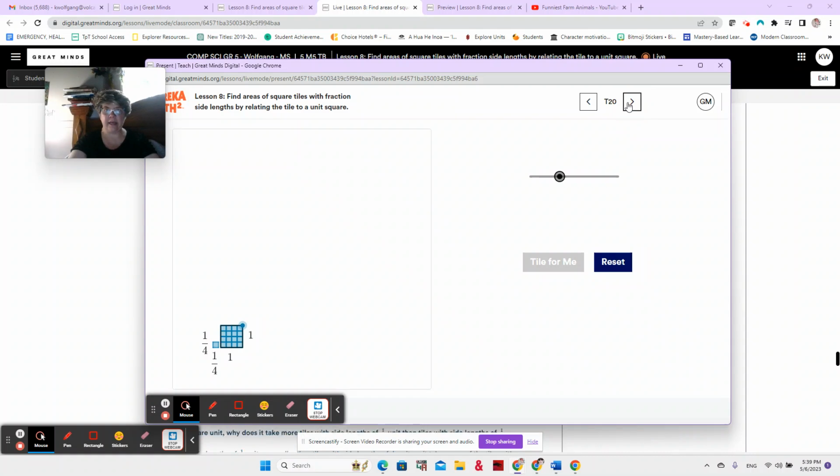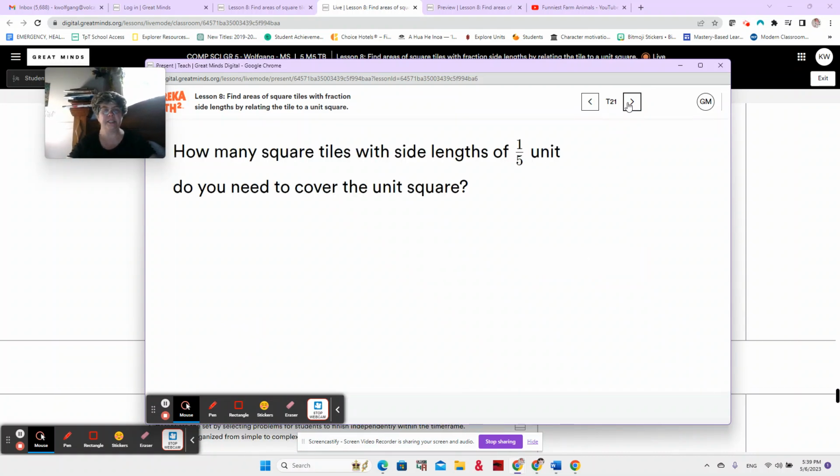Okay, then I have one more question for you, which is how many square tiles of side lengths 1/5 would you need to cover the unit square? So if I have 1/5, right, I'm going to need 5 of them, and I'm going to need 5 of them. 5 times 5 is 25. So I need 25 small square tiles to cover 1 unit square, and each one would have the area of 1/25.